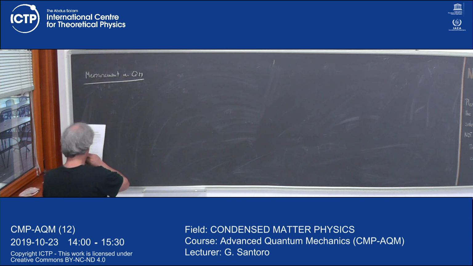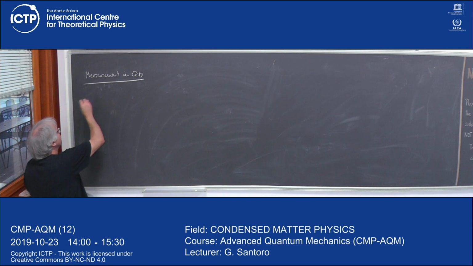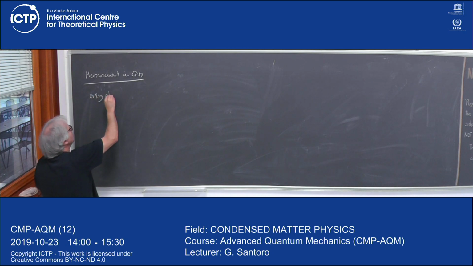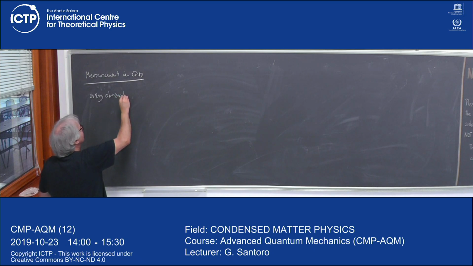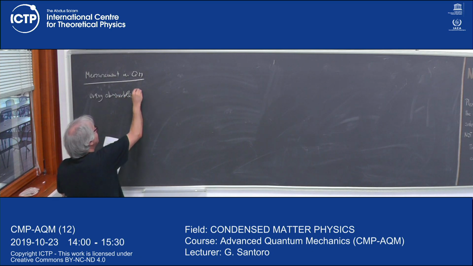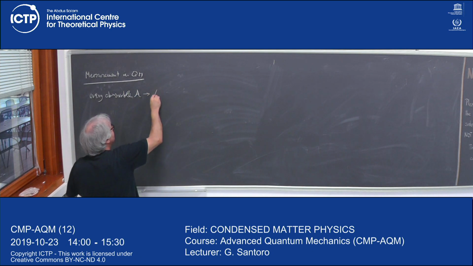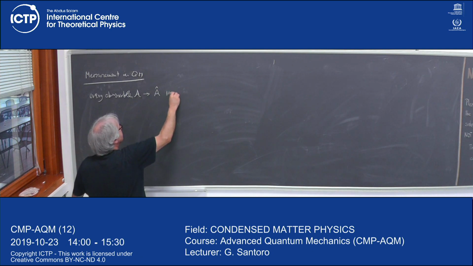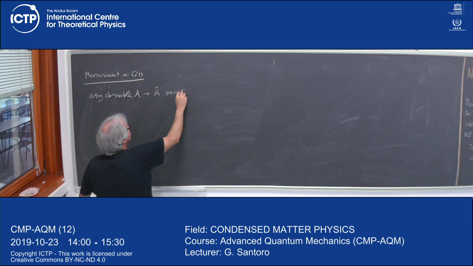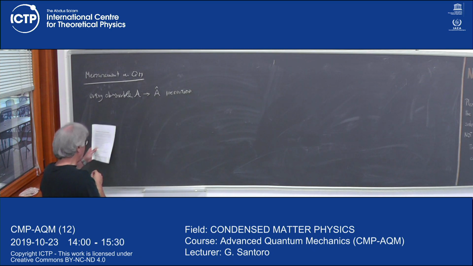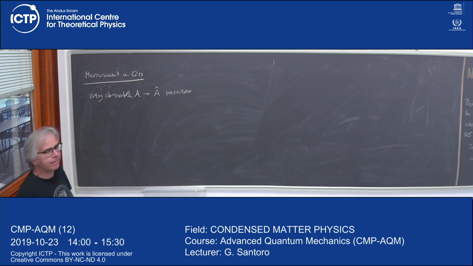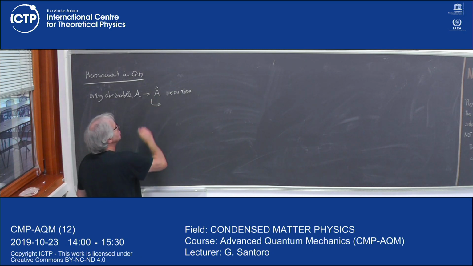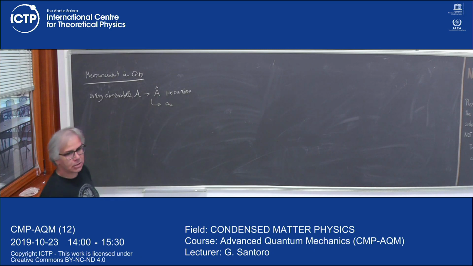Okay, so one of the first postulates that we already discussed is that for every physical observable, say, call it A, you can associate a Hermitian operator A. And that in the process of measuring the physical observable, what you will actually get from the apparatus is one of the eigenvalues of the operator.